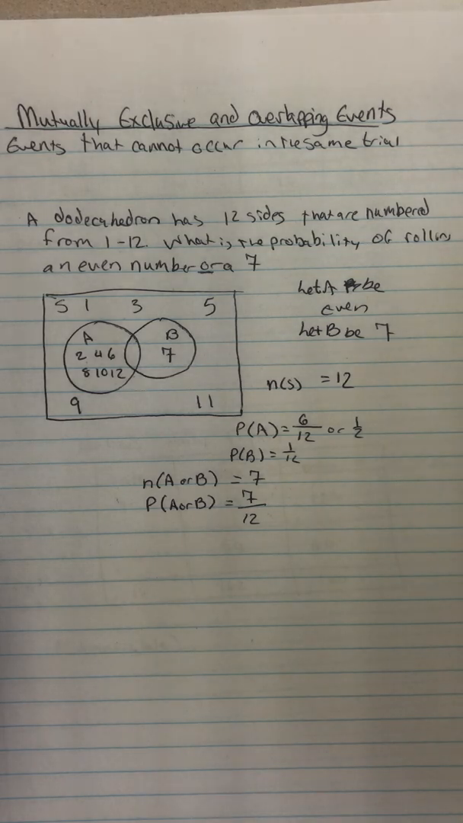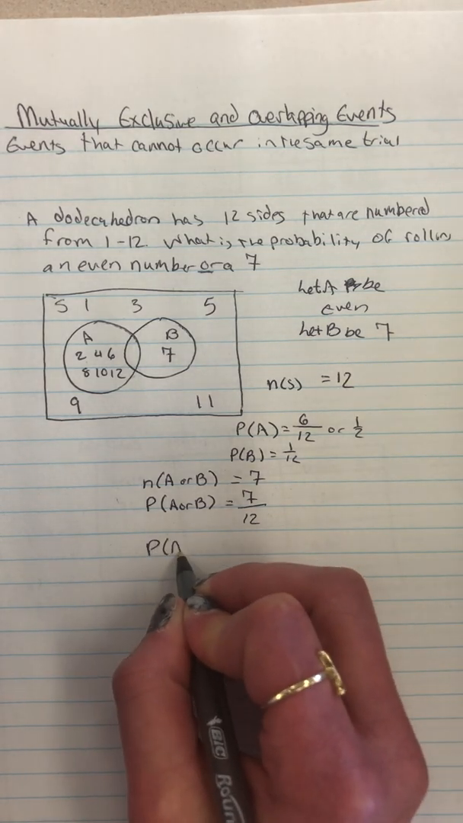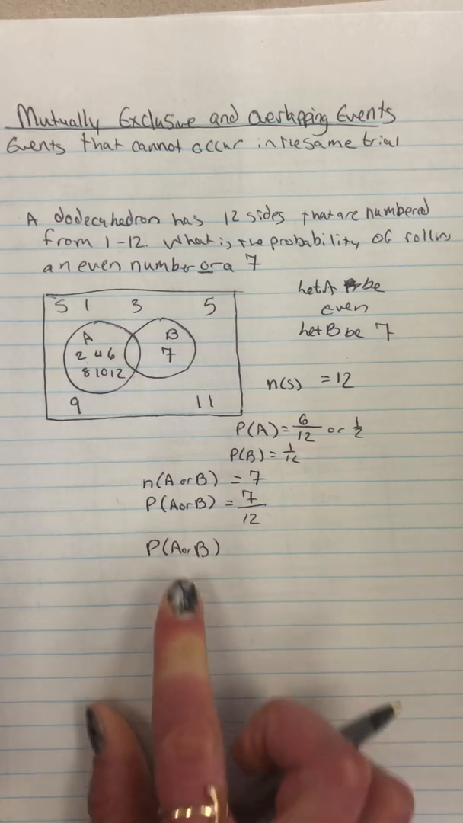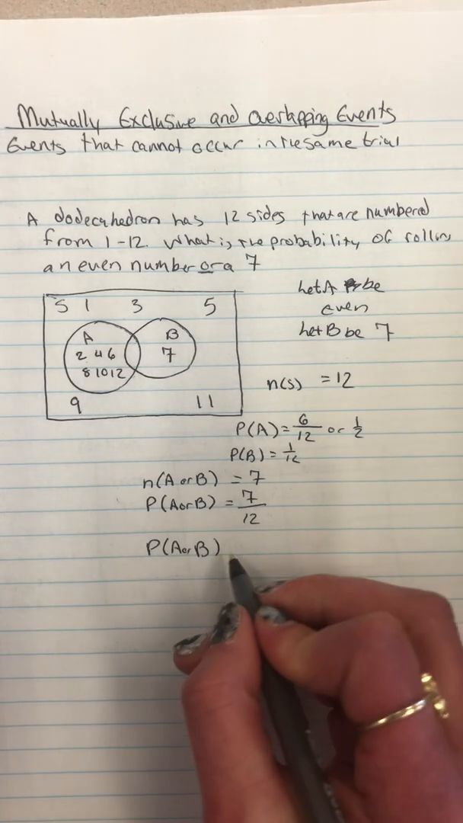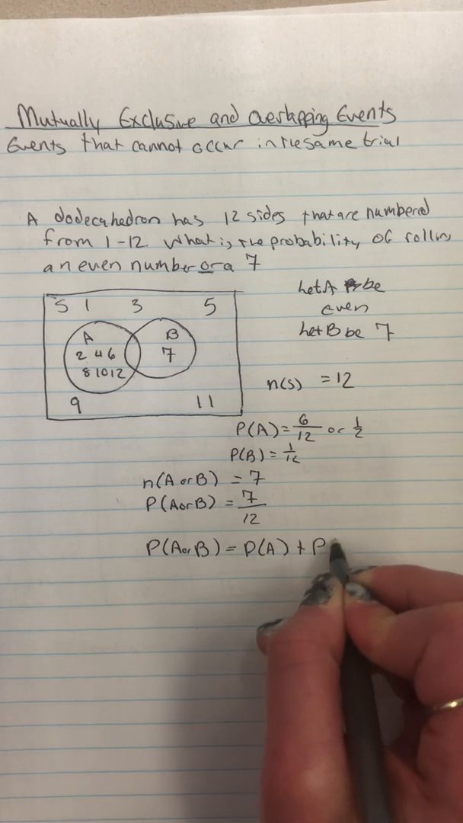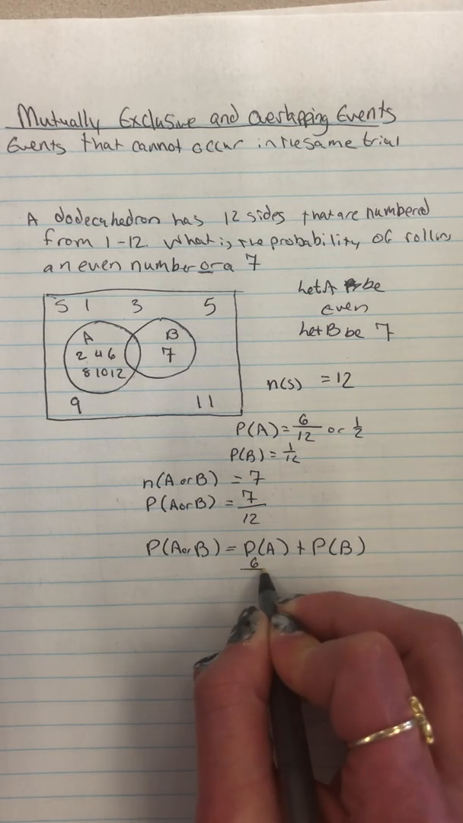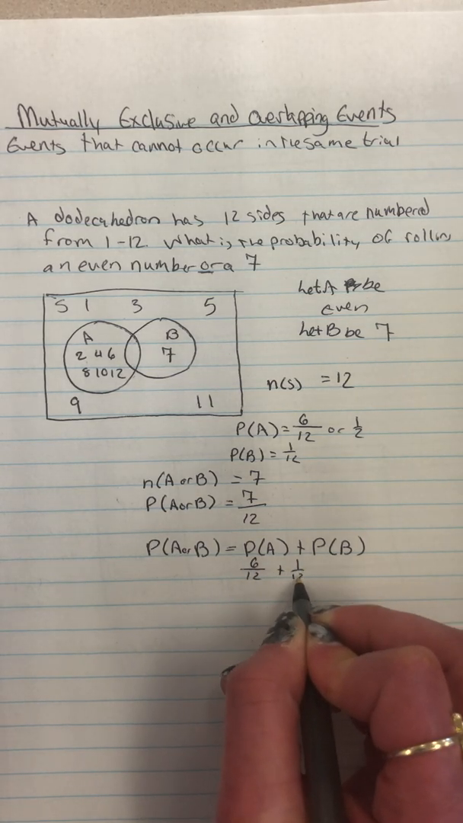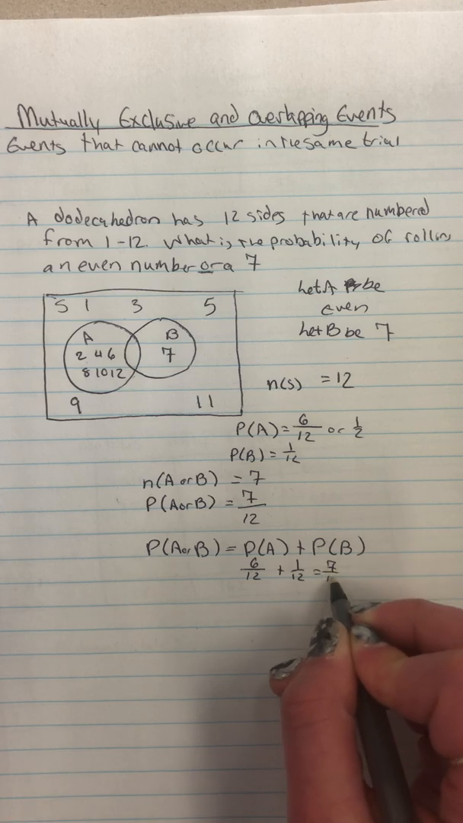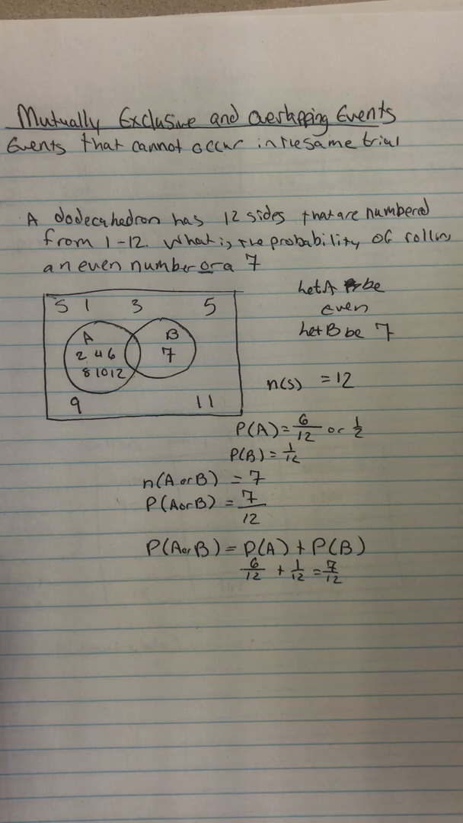So to find the probability of these mutually exclusive events, what you're going to do is find the probability of A or B. Again, this is just for mutually exclusive events. You're going to do the probability of A plus the probability of B. So in this case, we had 6/12 plus 1/12, which gave us 7/12. For mutually exclusive events, to find the probability of this event or this event, you're going to add the two probabilities together.